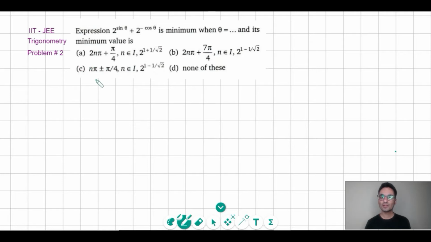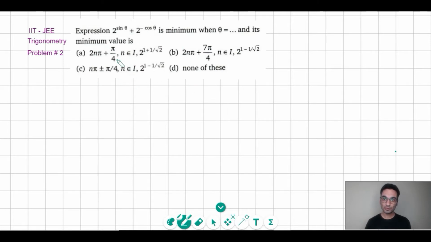Hello, today we are discussing this problem on trigonometry. The question is: the expression 2 raised to the power sine theta plus 2 raised to the power negative cos theta is minimum when theta equals dash and its minimum value is, and we are given 4 options and it's a single answer correct question.